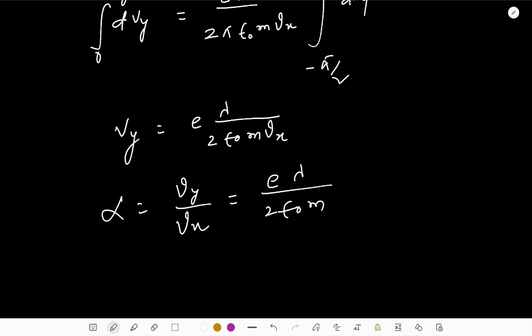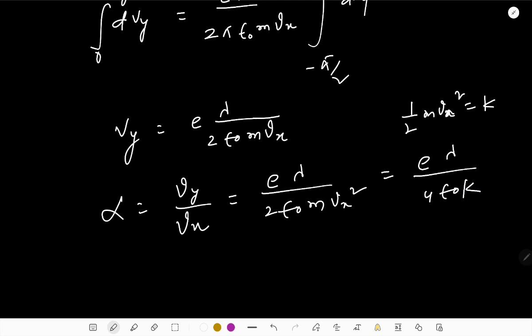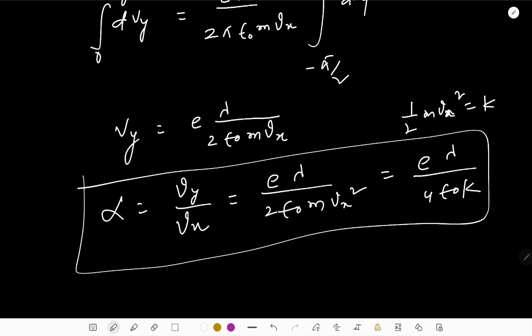No, I didn't do it. This is Vx square perhaps. Lambda by 2 epsilon naught m Vx square, and well, kinetic energy was given, so this half m Vx square was the kinetic energy. That means the answer we are looking for is e lambda by 4 epsilon naught K, and that is the final answer for you.